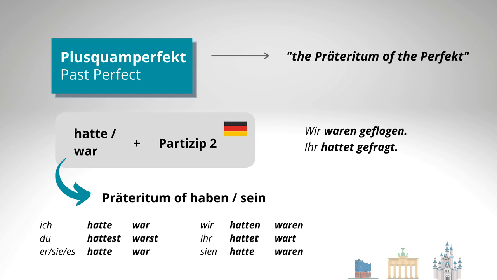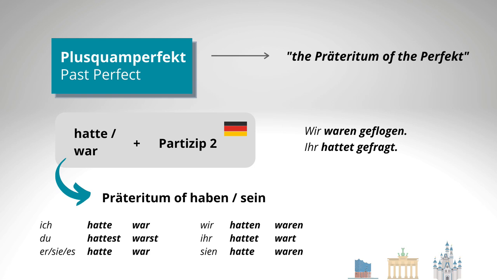And for the verb sein, it was "ich war, du warst, er, sie, es war, wir waren, ihr wart, and sie waren". So, for example, "we had flown", in German would be "wir waren geflogen". And "you had asked", in German would be "ihr hattet gefragt".